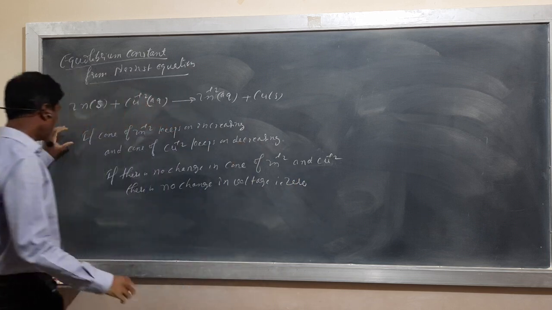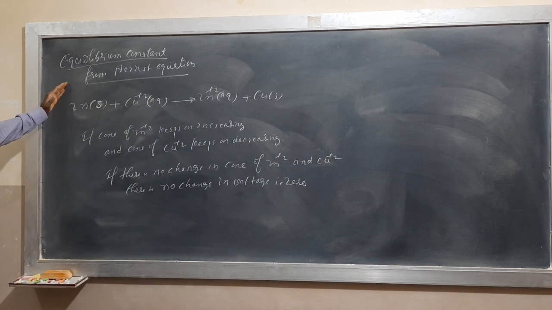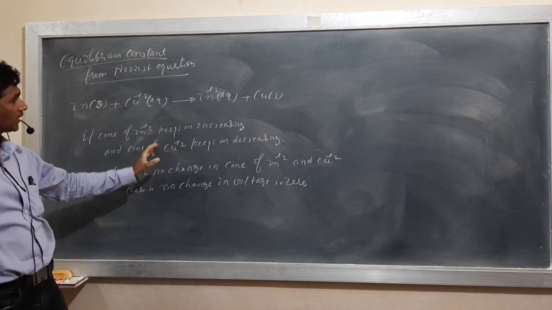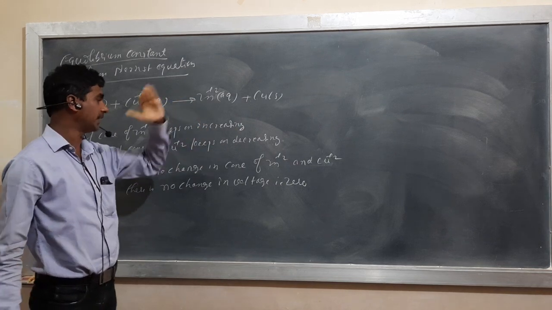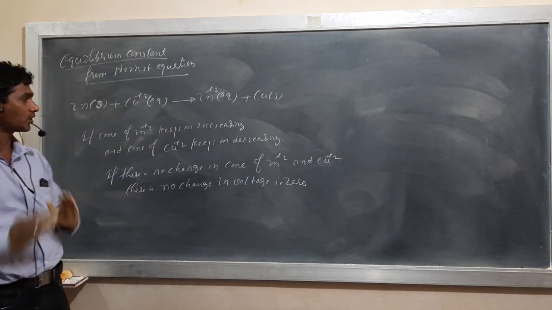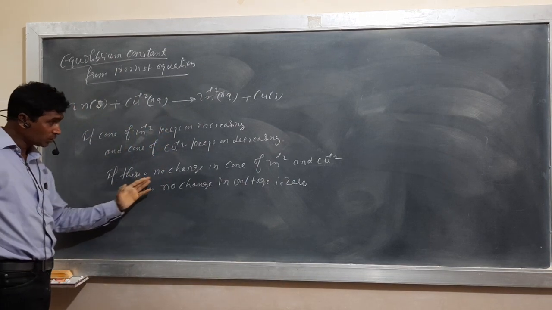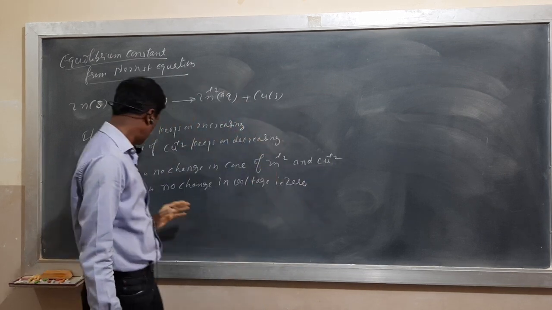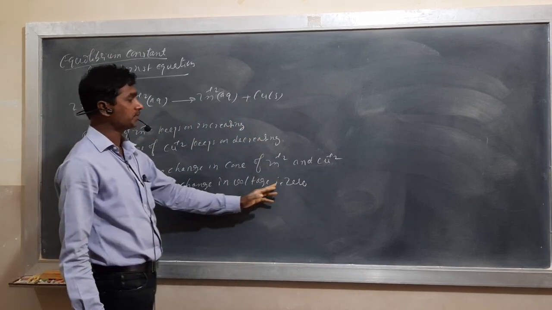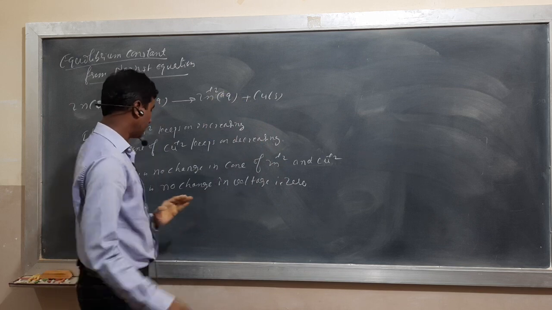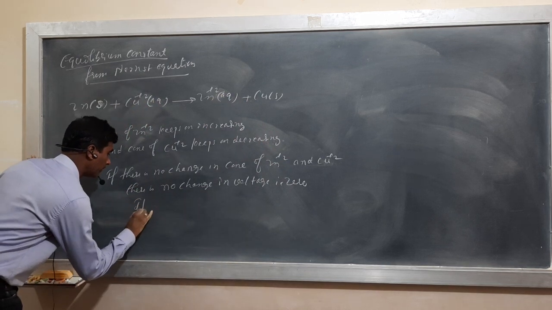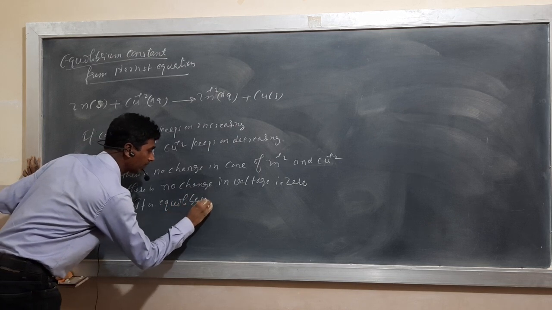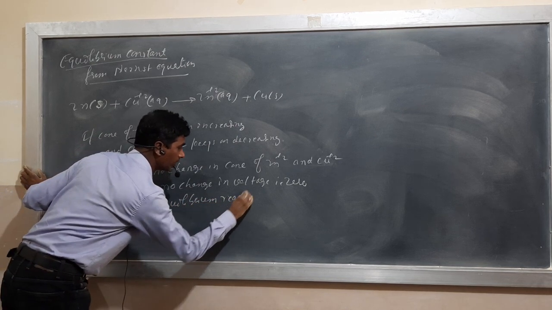So if the concentration of zinc 2+ keeps on increasing and the concentration of copper 2+ keeps on decreasing, the voltage also decreases. If there is no change in concentration of zinc 2+ and copper 2+ ions, and there is no change in voltage, meaning it is 0, it means equilibrium is reached.